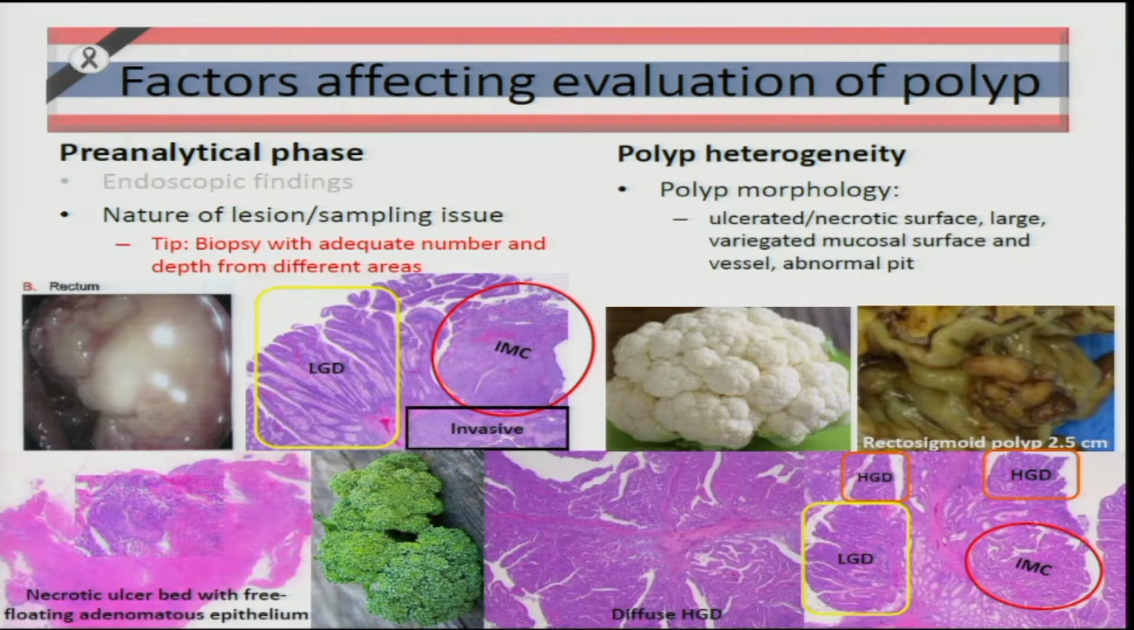Another thing is polyp nature. It could be heterogeneous or homogeneous. If you're lucky enough, you get diffuse high-grade dysplasia all over the place, and no matter where you biopsy, you get the same thing. But if the polyp contains necrosis or low-grade intramucosal carcinoma, invasive or high-grade dysplasia, you should do multiple biopsies enough to represent different areas of the polyp.